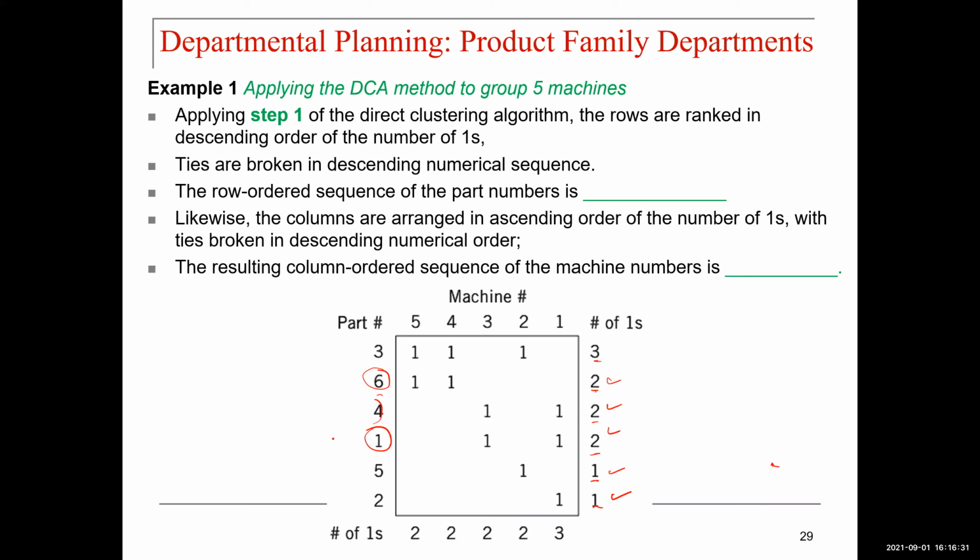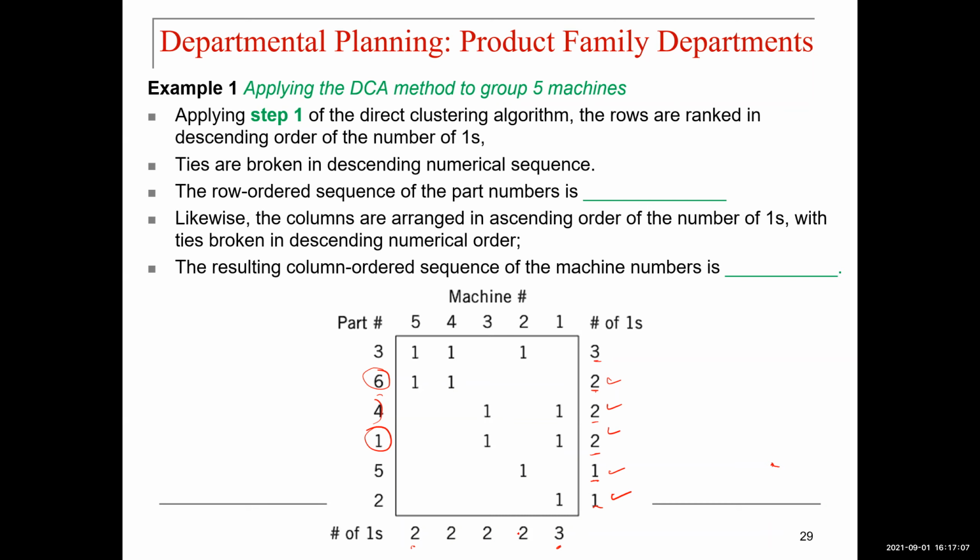Now, in terms of the columns, you see that instead of going from largest to smaller, we're going from left to right, from smaller to larger number. So now the machine numbers are 5, 4, 3, 2, and 1. For the first 4, we have a tie, right? We have 2, 2, and 2, and we break the tie in the same way. So we put 5 first, 4, 3, and 2, and then 1 is the last one because it's the one with the highest number.